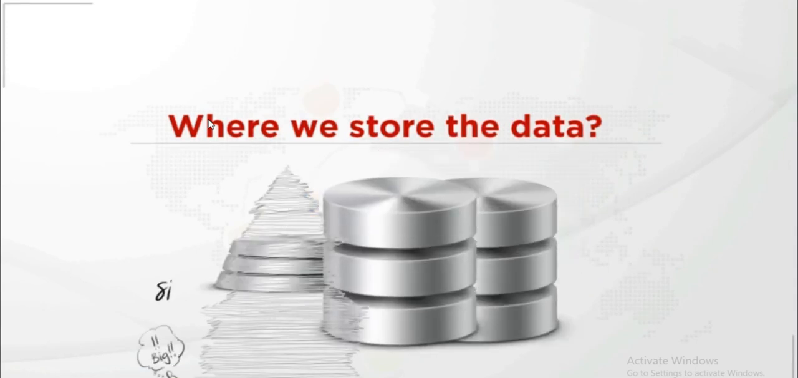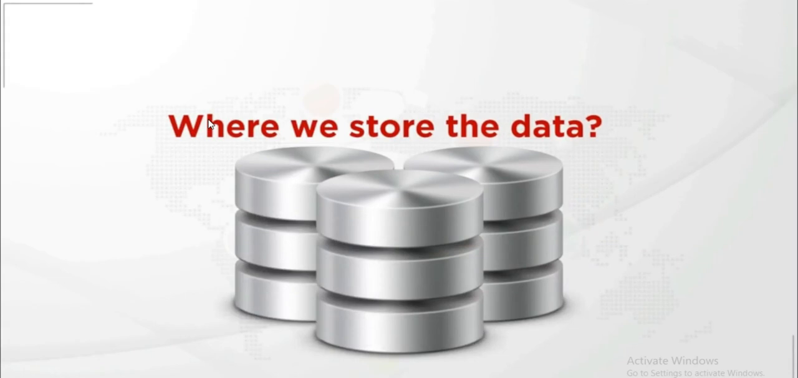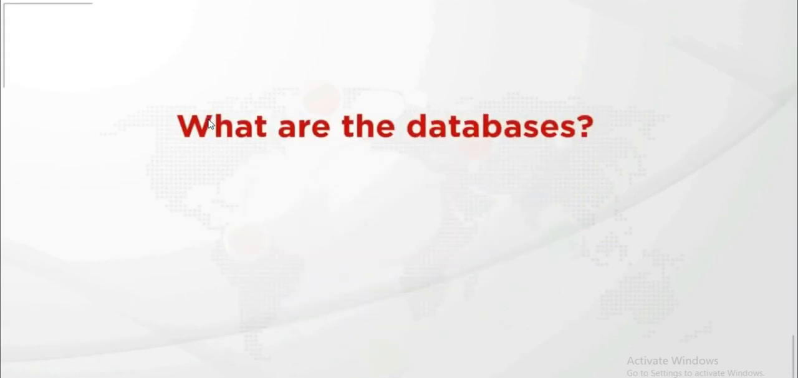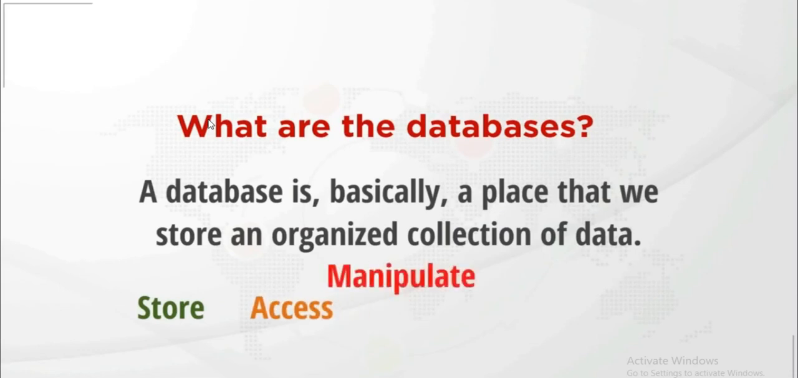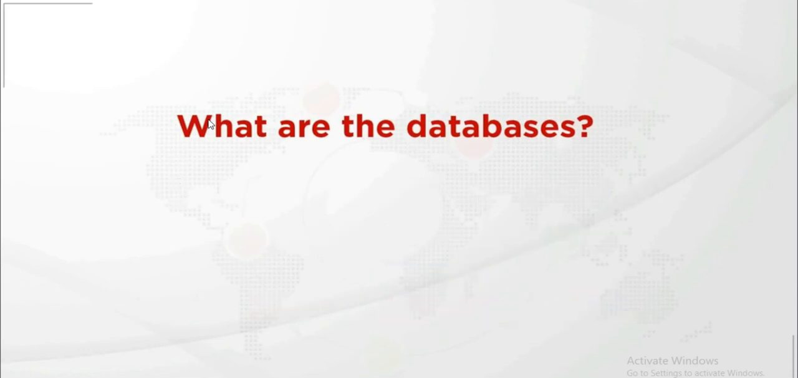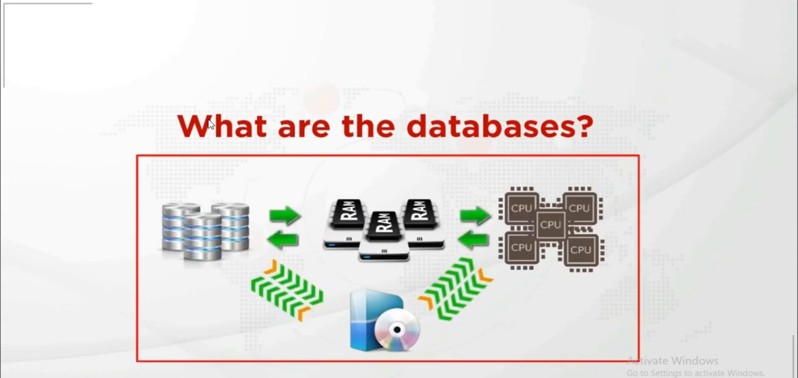Because of this, the invention of databases occurred. We can store a large amount of data in databases. So then what are databases? A database is basically a place where we can store an organized collection of data. Here we can store the data in a systematic manner. We can store, access, manipulate and retrieve the data. Databases altogether work in a systematic pattern with random access memory, processor and hard disk memory. So this is what is called a database in a systematic way.